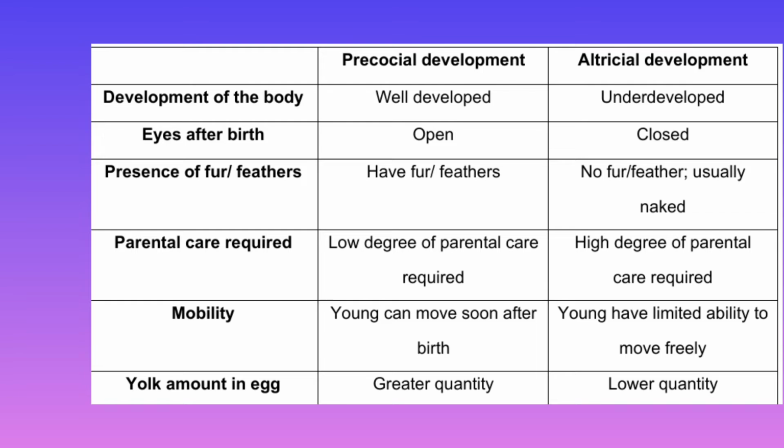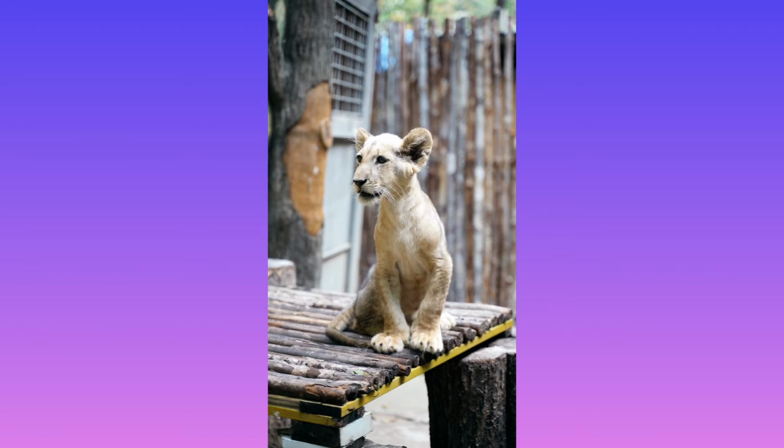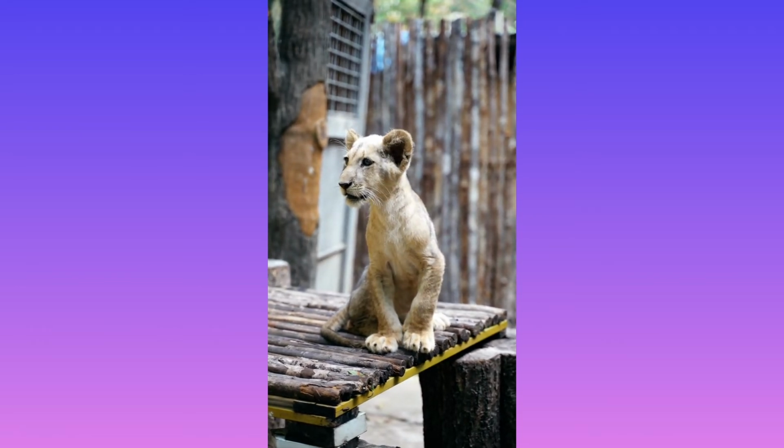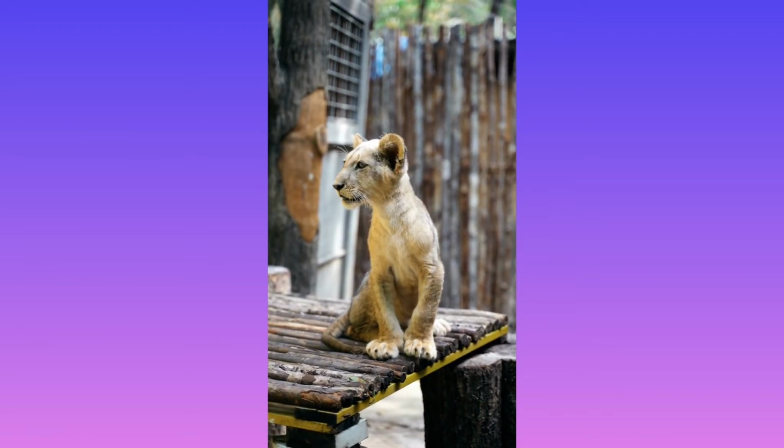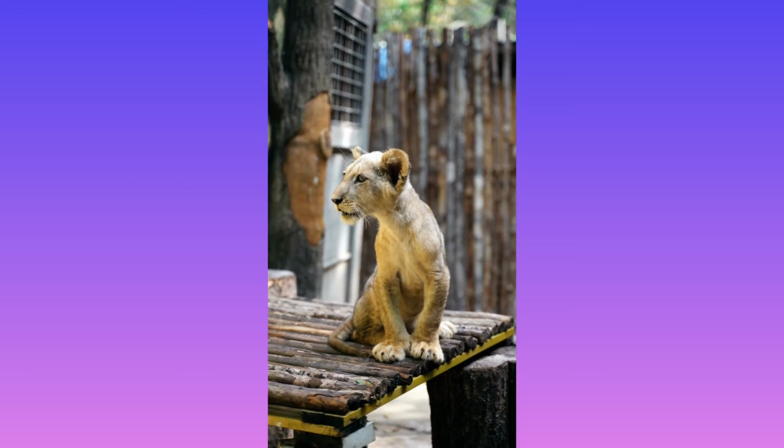As the table shows, the main characteristics of these two developmental styles are the development of the body, the eyes opening after birth, the presence of feathers or fur, parental care requirements, mobility, as well as the amount of yolk present in the egg.